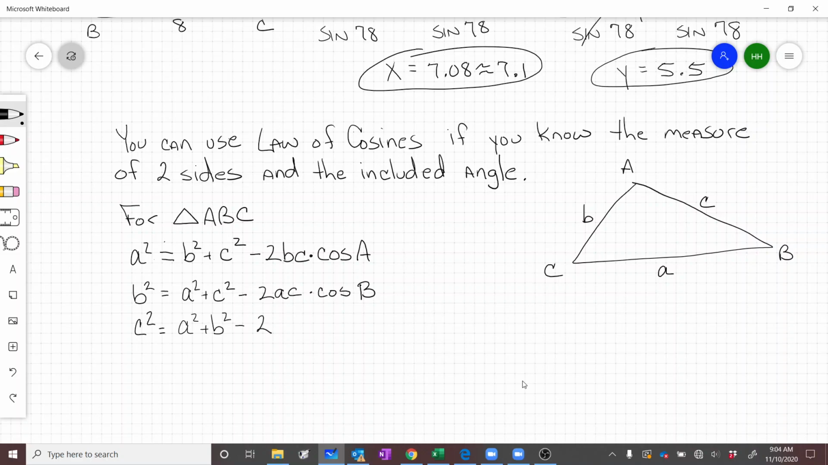Now every time it's been minus 2 times the two variables that are on the same side of the equal sign, right? It was minus 2 BC. It was minus 2 AC. So now it's going to be minus 2 AB times the cosine of C. Very good. So it's pretty easy to memorize if you put a little bit of effort into it.